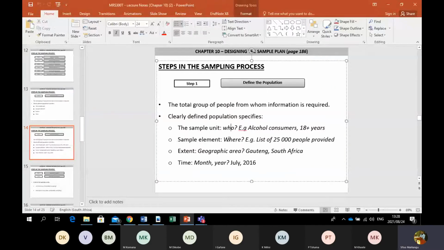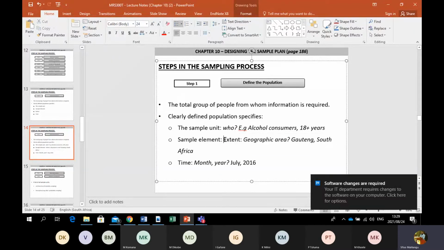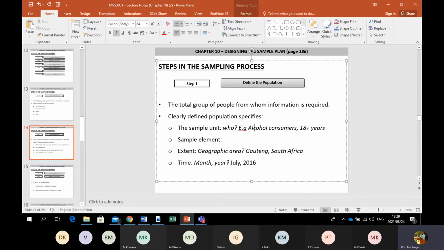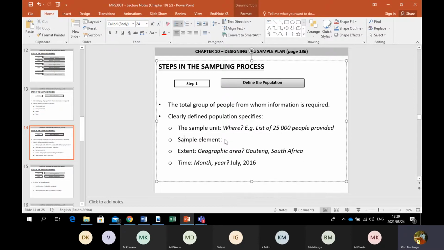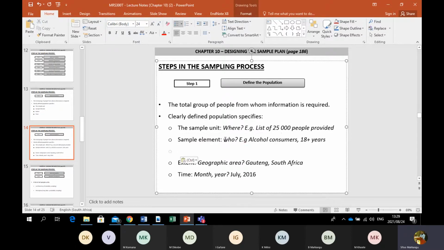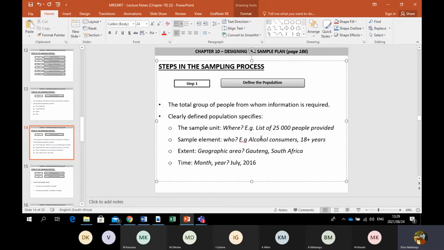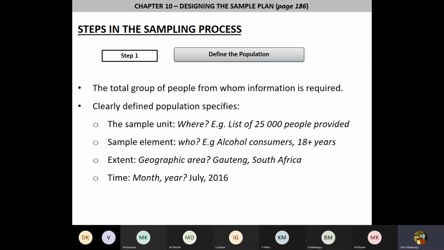Let's quickly talk about the sample unit. Sample unit refers to where we are going to find the respondents, whereas the sample element refers to who we are going to interview. So I love to use the words who and where to define these two because they make it much easier to understand. So you will see sample unit is where, and then the slide will show you an example about the case study we did in the beginning of the year about alcohol consumers.